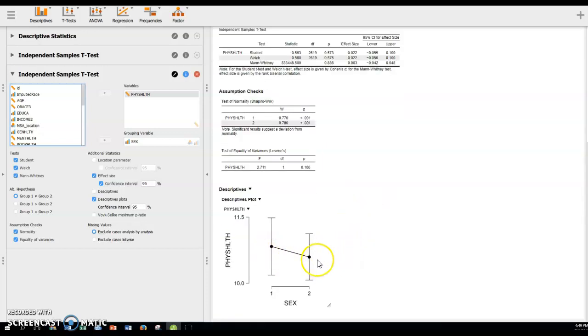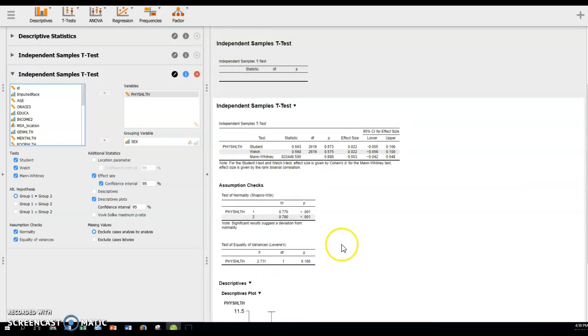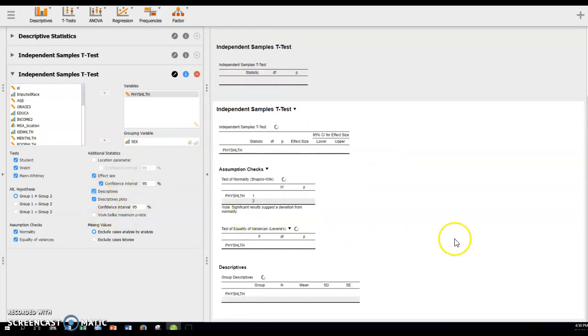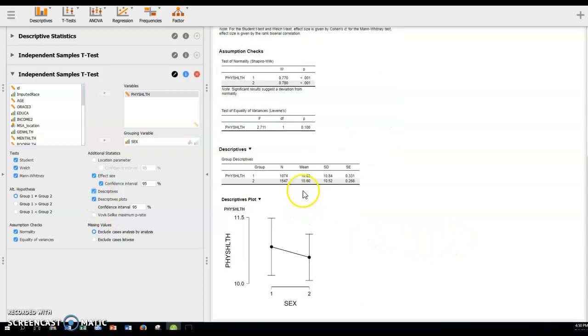Here, this is a more meaningful graph for us. So we see that the average for the men, well, we could probably look at the descriptives here. The average for the men is 10.83. The average for the females is 10.6. So on average here, the men are having more days per month of poor physical health. The females are in slightly better physical health condition here.